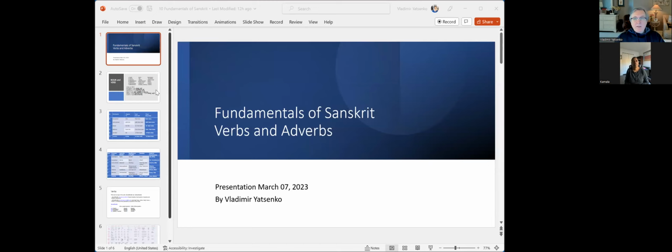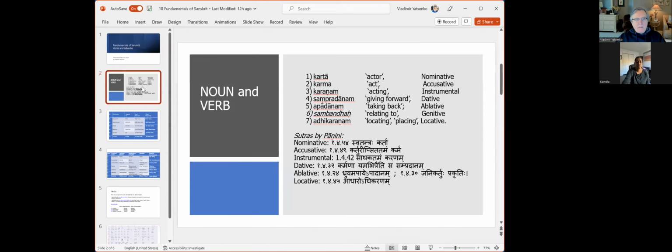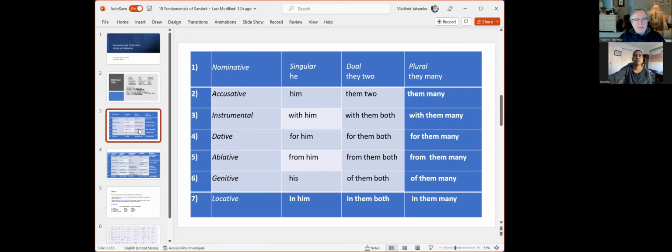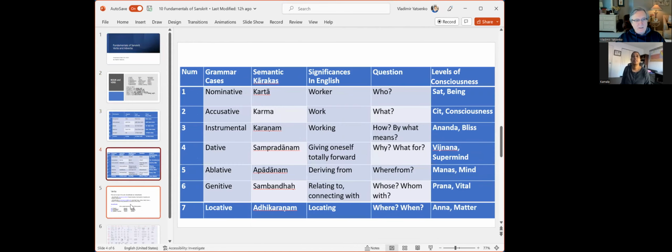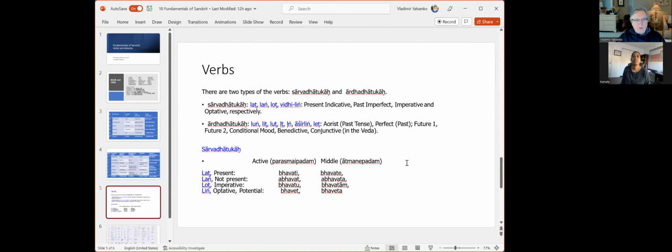So today we will touch upon the verbs and adverbs, and that would be the whole presentation on the Sanskrit language as it is used by the Vedic rishis, because it has a very special power, and we want to see that power of Sanskrit language. So if I project this, we went through the nouns and the verbs we didn't touch, and here are the verbs.